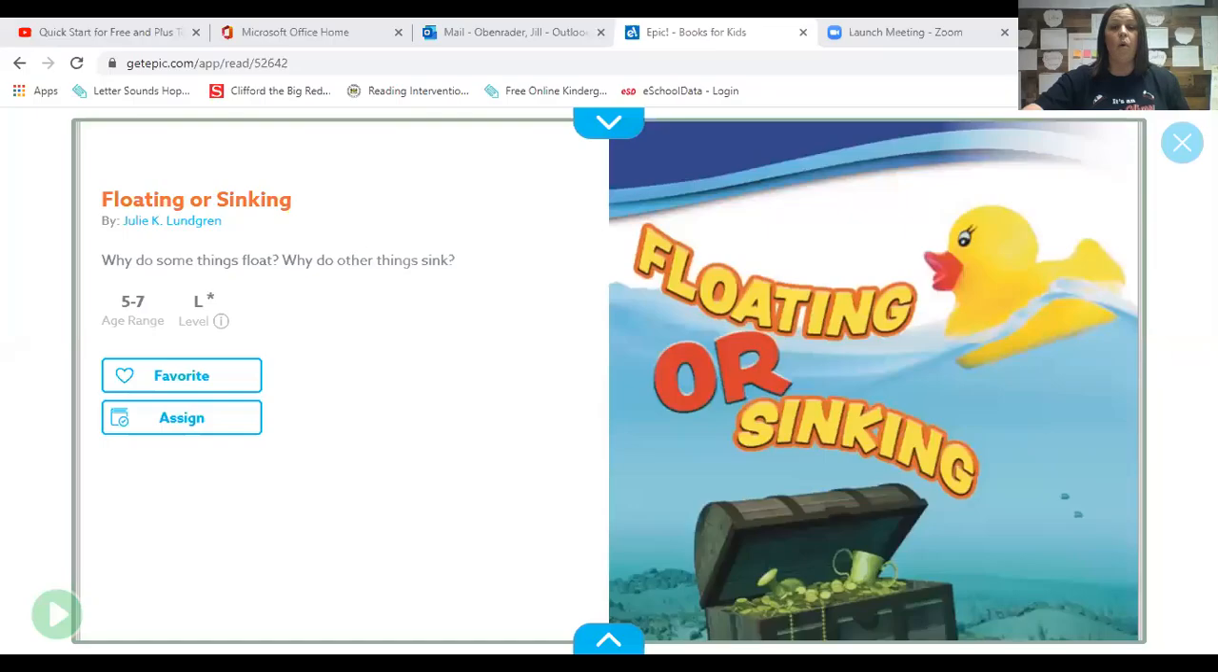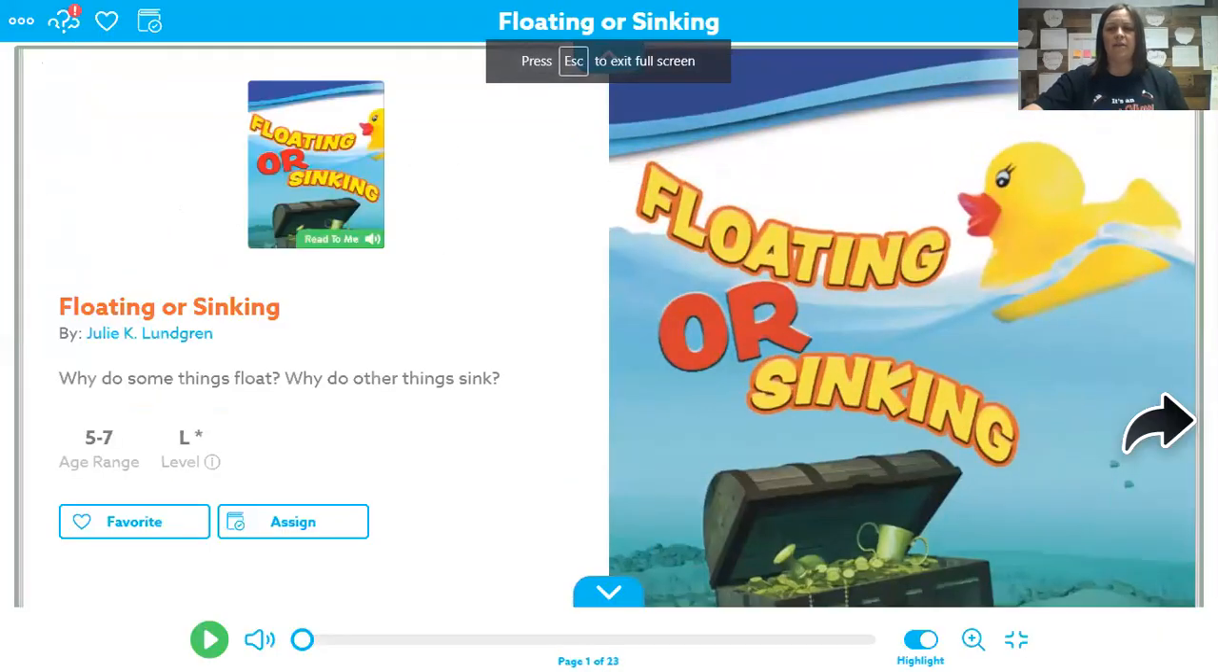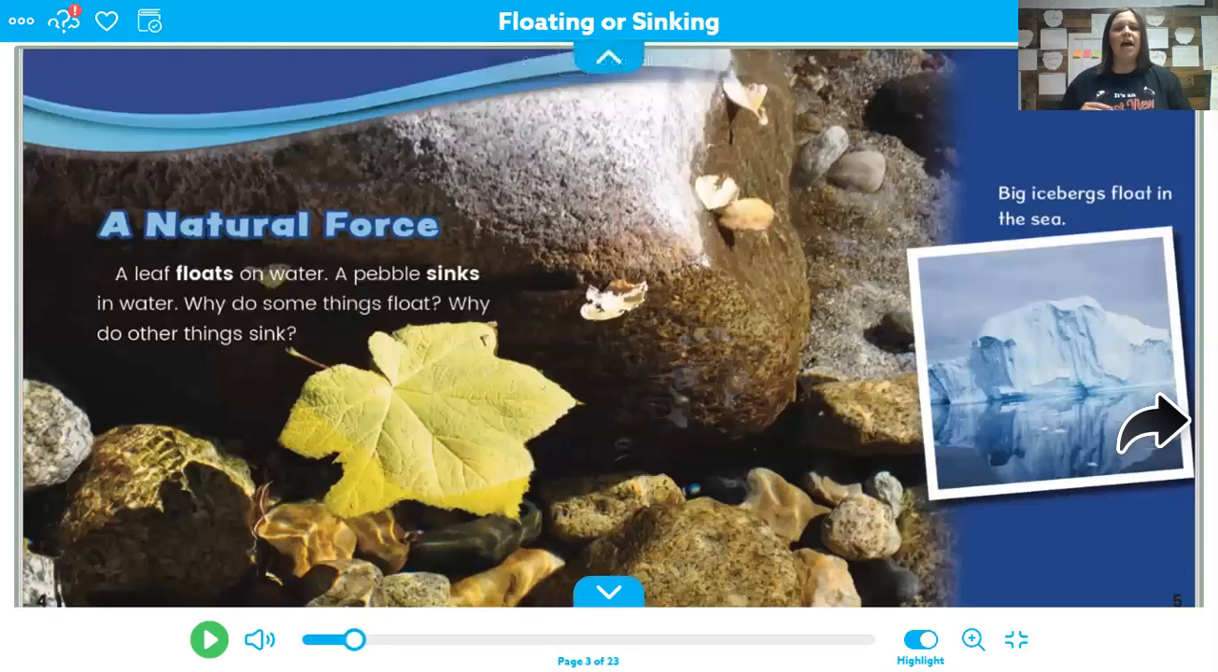So we are going to be trying a sinking and floating activity today, but I'm first going to share my screen and we're going to go back to that epic book again, and it's called Floating or Sinking. And I'm just going to read you parts about this today. And it says, a natural force. A leaf floats on water. A pebble sinks in water. Why do some things float? Why do other things sink?